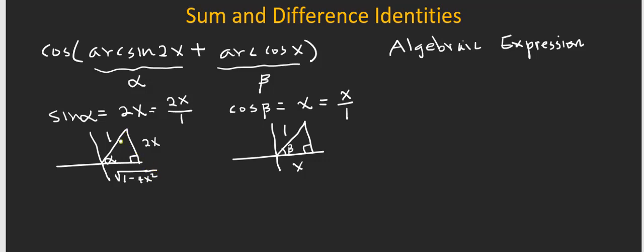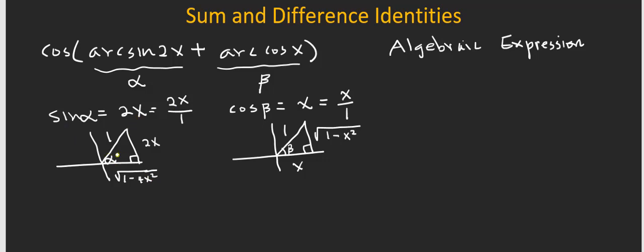Okay, again, you want to try this yourself. Using the Pythagorean theorem, this part right here becomes radical 1 minus 4x squared. What about over here? What is that right here? Again, using the Pythagorean theorem, you will get radical 1 minus x squared. Okay, you might wonder why we need this information. You'll find out later. So you know that sine alpha is 2x.